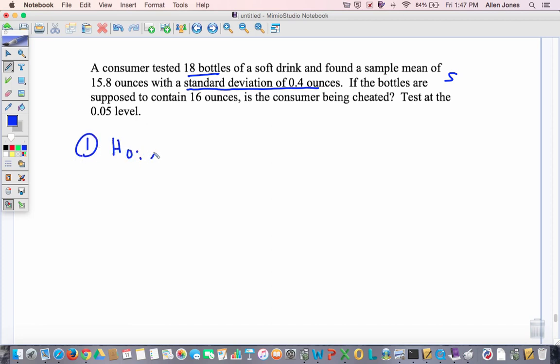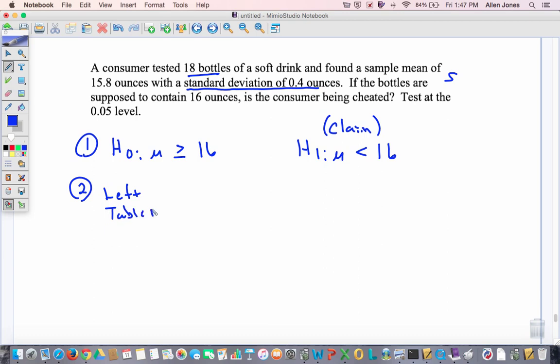So in step number 1, we will write our two hypotheses based on the fact they're supposed to contain 16 ounces. If they're being cheated, I assume we would all agree that means they're getting less than 16 ounces, so the null is greater than or equal to, and we're going to test if they're being cheated, so our claim is our alternative. So that moves us on to step number 2. First thing I would note is we have not a right-tailed test, but a left-tailed test, because of the less than. We also use table F for our critical values because of the sample standard deviation.